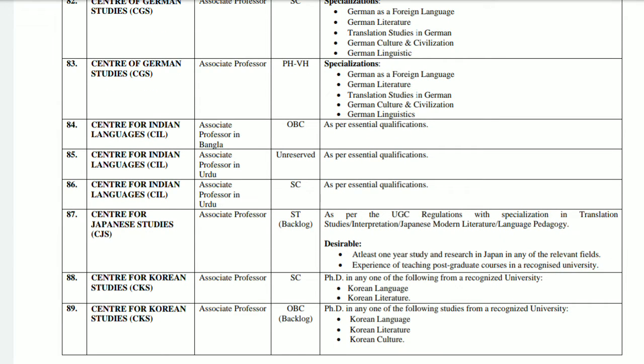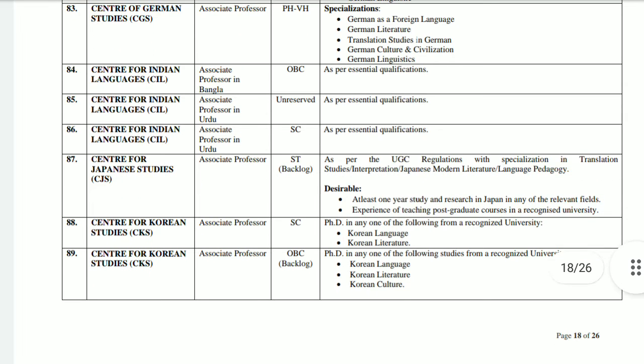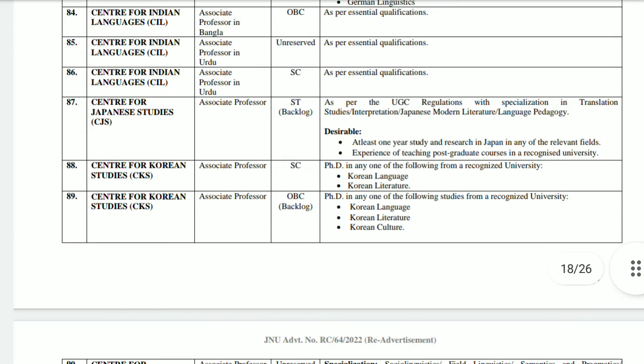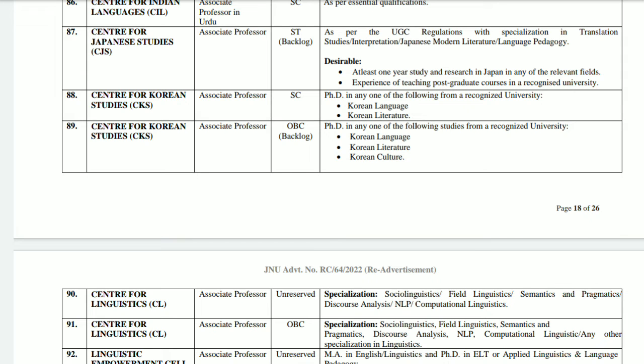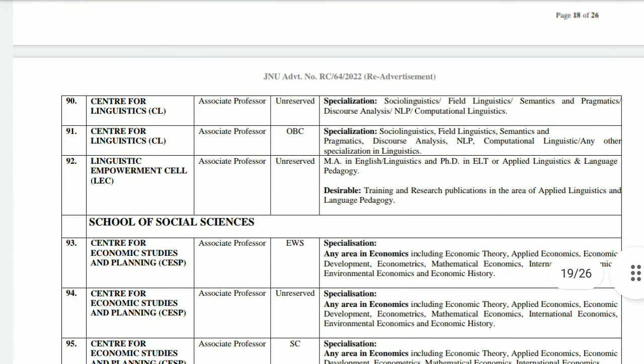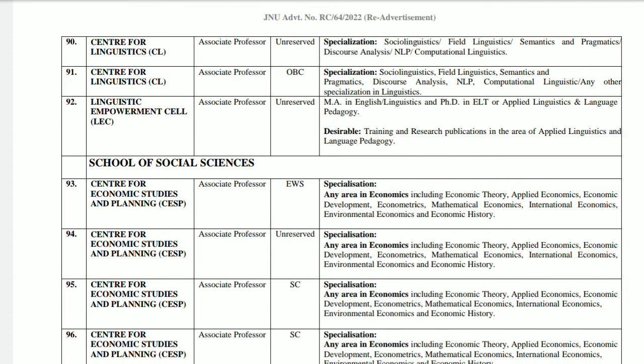Next job position, associate professor in Bangla. Next, associate professor in Urdu. Next, associate professor in Japanese Studies. Next, associate professor in Korean Studies. Next, associate professor in Linguistics. Next, associate professor in Empowerment Cell.